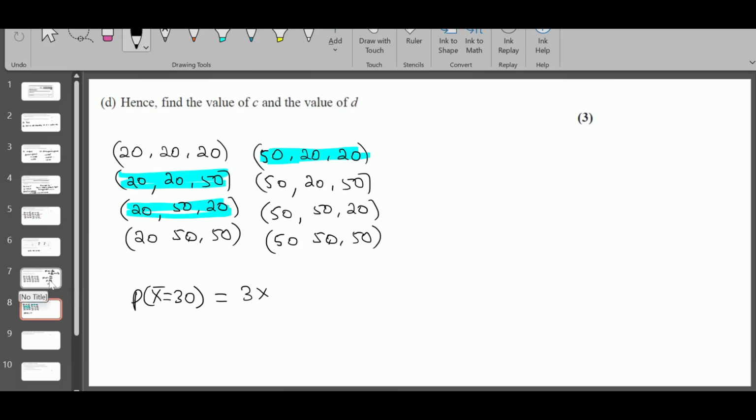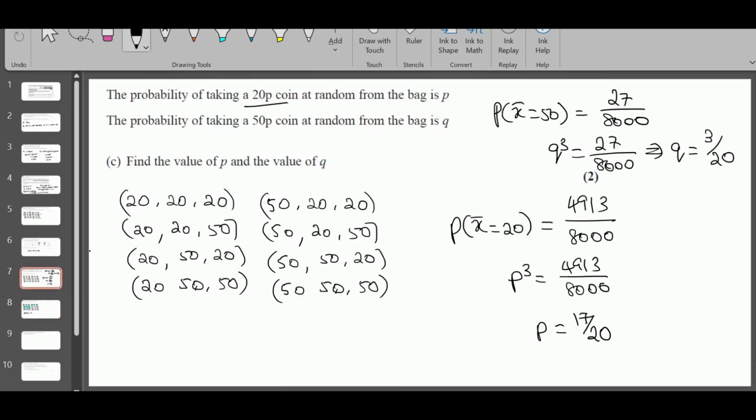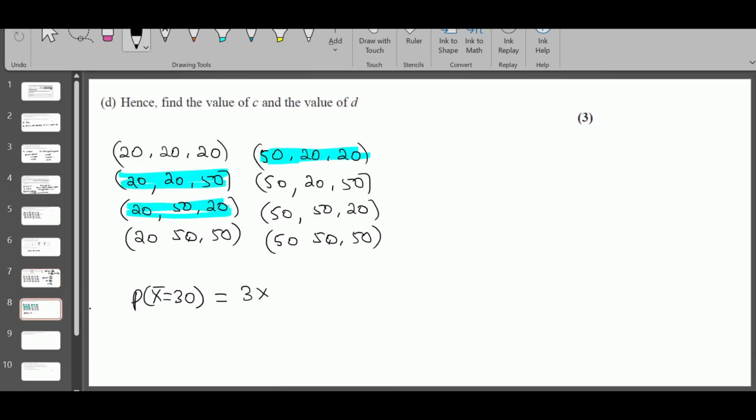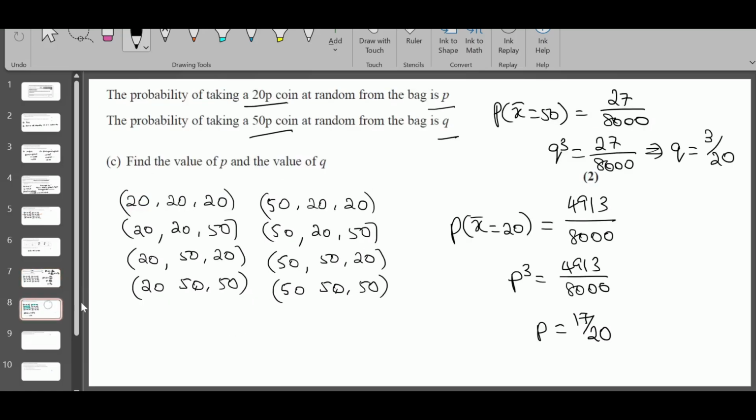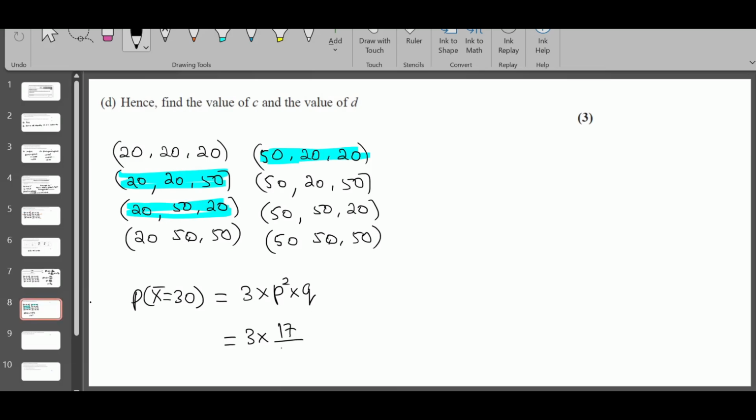We know the probability of taking a 20p coin is P, and a 50p coin is Q. So it's going to be P squared times Q. We know the values of P and Q, so substitute in here. P is 17 over 20 and Q is 3 over 20. 17 over 20 squared, you get this value. That's the value of C.